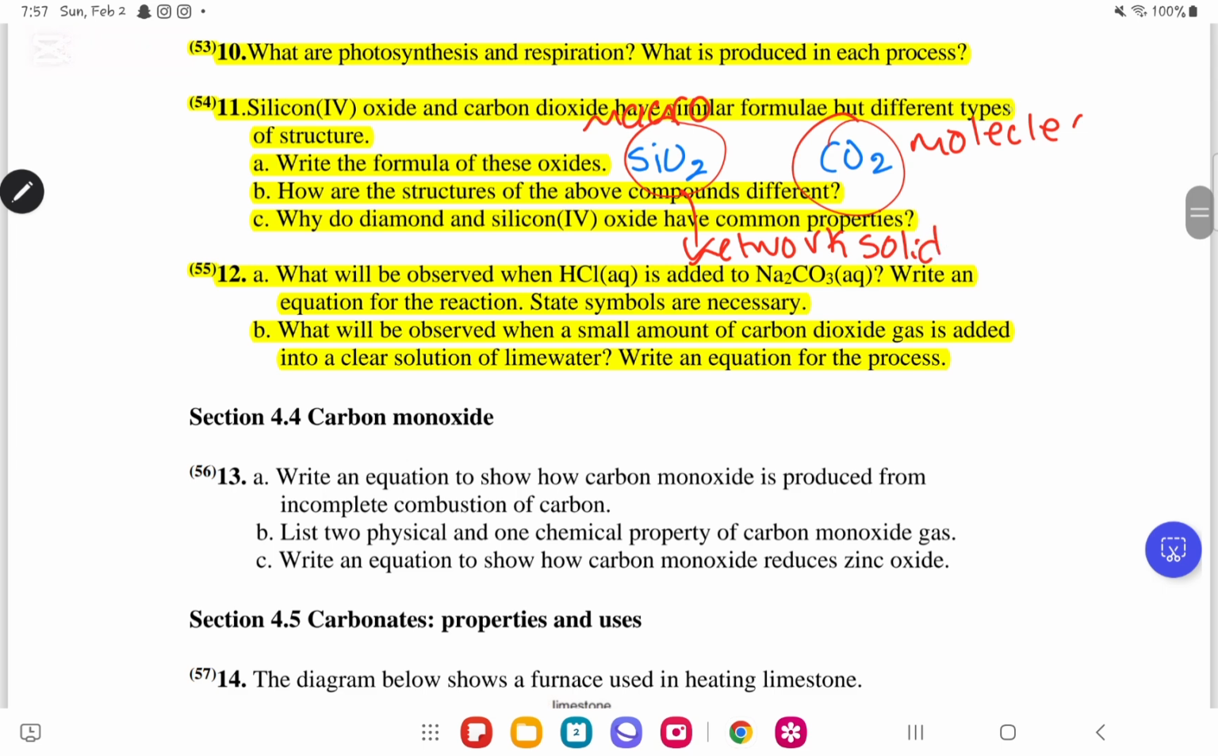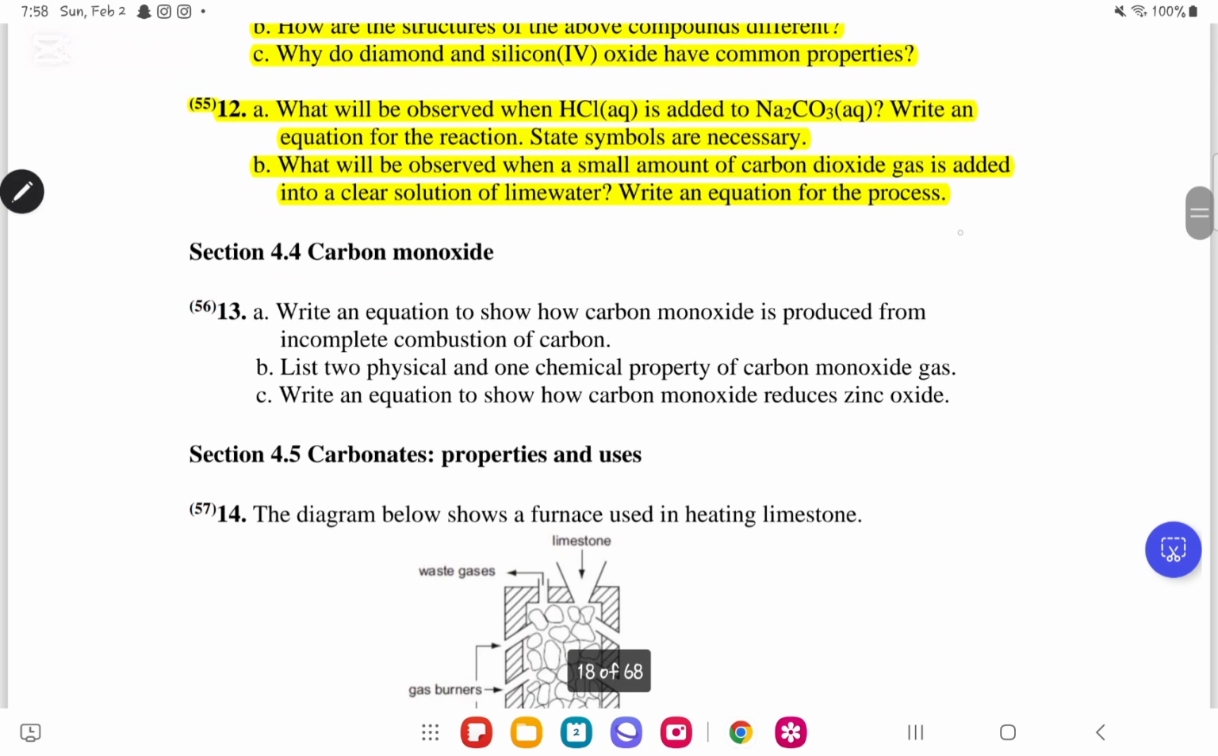Okay, now what do diamond and silicon oxide have in common? Very simply, they both have a tetrahedral structure, and they are both network solids. So they have strong covalent bonds that hold their atoms together. They both have no free electrons, and they are both non-conductors. Okay, so now we move on to question number 12.